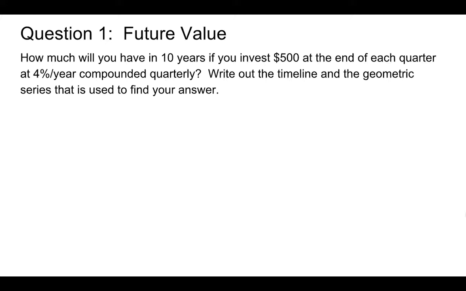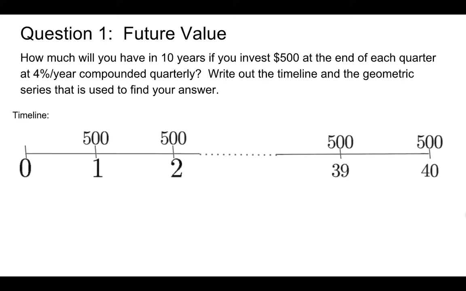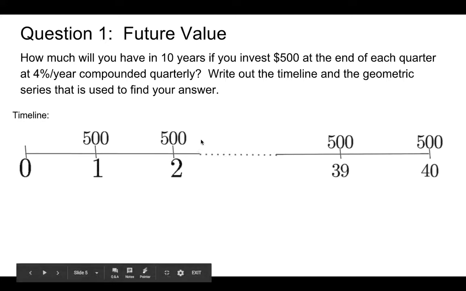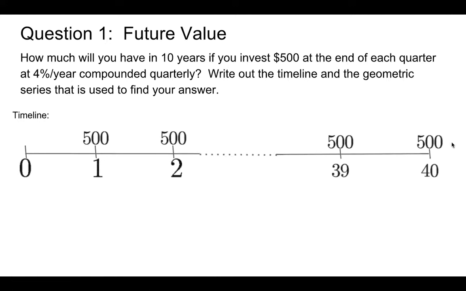Looking at a future value question, similar: $500 at the end of each quarter, compounded quarterly. So the timeline is 40 quarters in 10 years, and the $500 is at the end of each quarter. This is one where you don't have to write every one. You just put a dot, dot, dot. What's important is that you see the first couple and the last couple. That's the timeline.